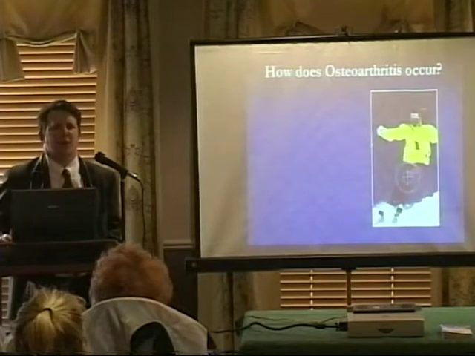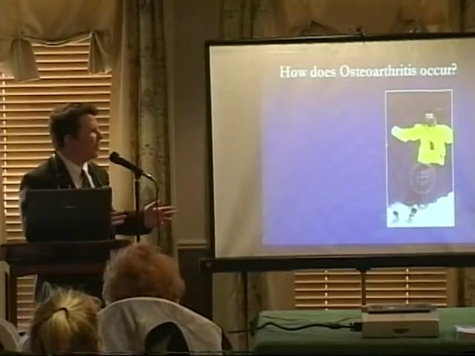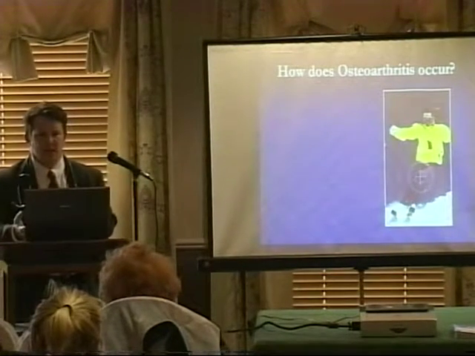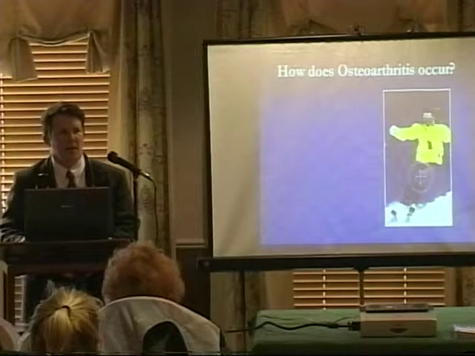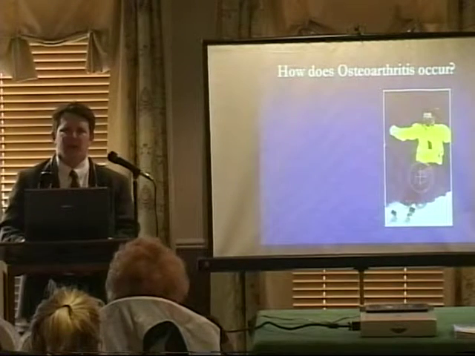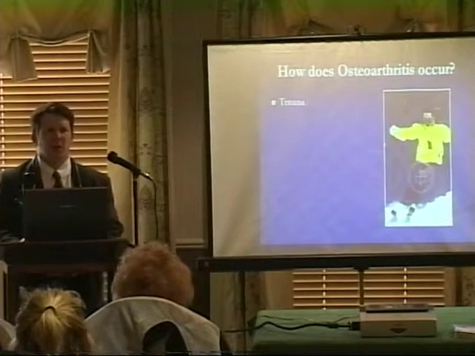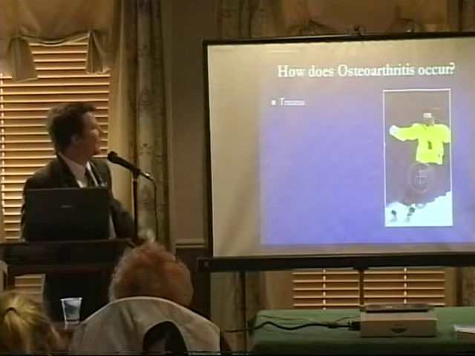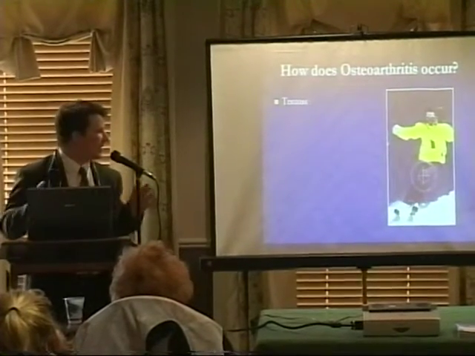But how does osteoarthritis really occur? We can understand what's going on in the knee, but through our daily lives, when we're growing up and as we age, how does it actually occur? Well, one thing is trauma. Trauma can cause this. And so we have a young lady skiing here, and she's going down the ski hill.